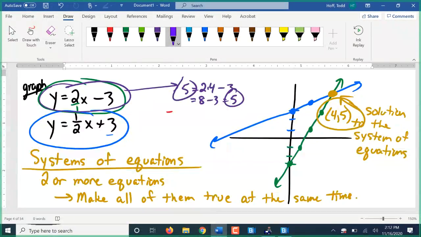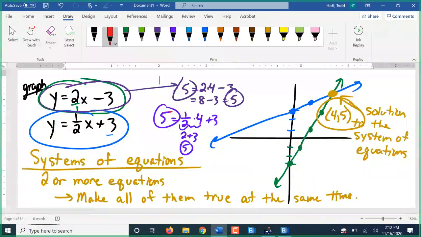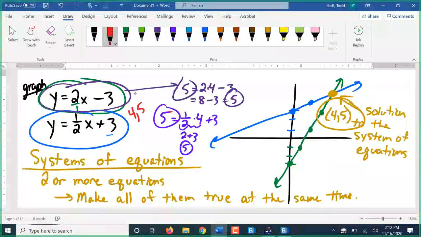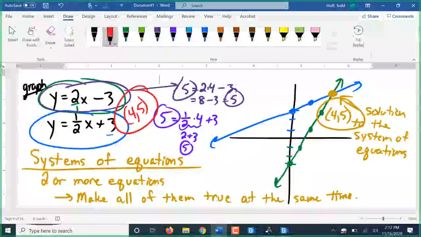For the second one, is it true? Is y 5 when x is 4? Well, 1/2 times 4 is 2 plus 3. That is 5. I get 5 on both sides of the equation. So yes, that point makes both of them true. The solution to this system of equations is the point (4, 5). That's the one point that makes both equations true.